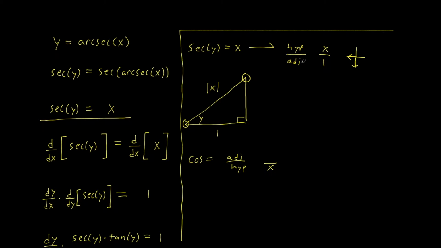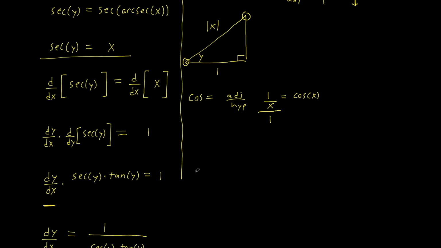We have an adjacent side equal to 1. So cosine of y is going to be equal to 1 over x. But wait, there's one more thing that we can say here, is that cosine of x, since it's equal to adjacent over hypotenuse, what if we just say the adjacent side is equal to 1 over x and the hypotenuse is equal to 1? That satisfies the same needs.